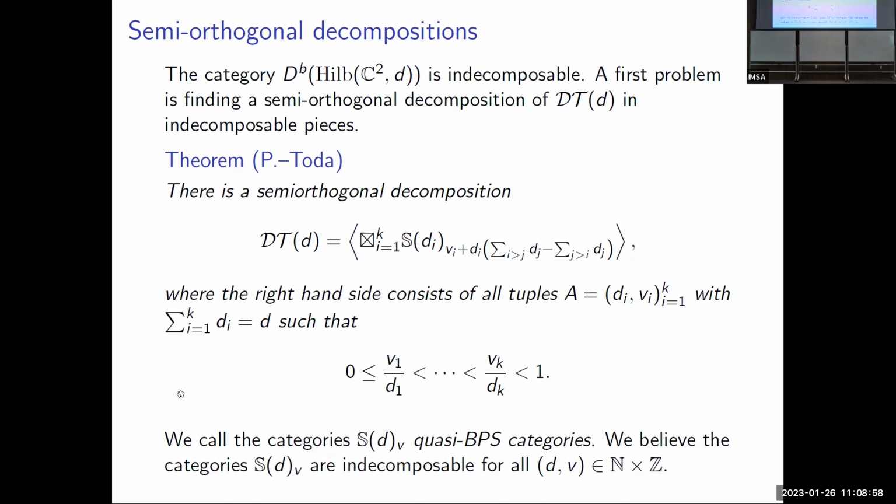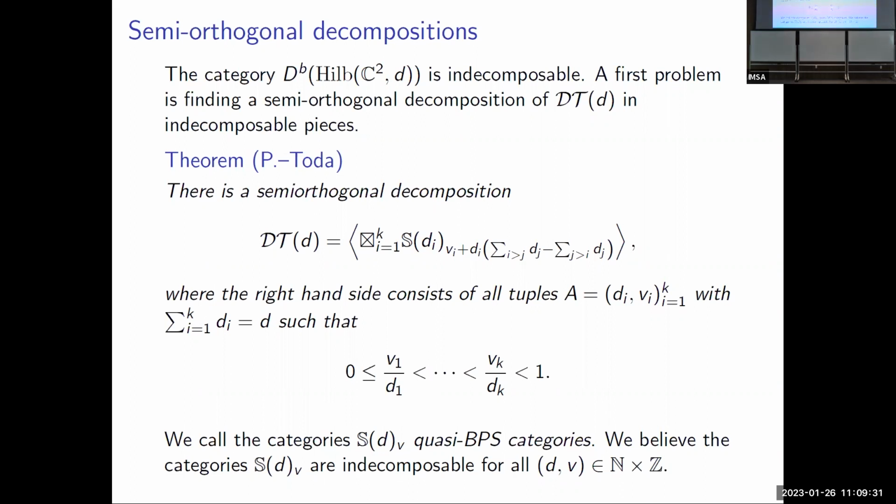And then the pieces in the semi-orthogonal decompositions are Hall products. So I'll make it more precise, but it comes from the Hall product that was defined on the previous picture, of these pieces that we believe to be indecomposable. And then there is some combinatorics in which weights are allowed to be part of the semi-orthogonal decomposition. Okay, so up to showing that these quasi-BPS categories are indecomposable, this would answer the first question.